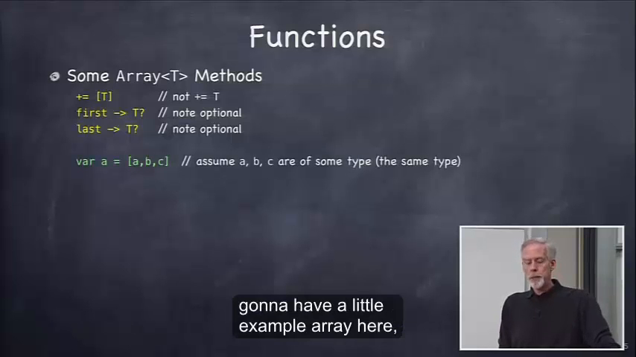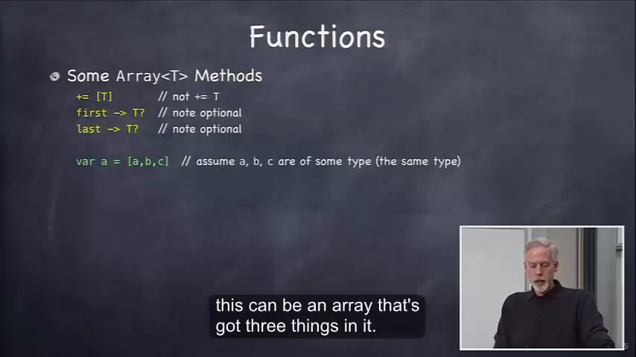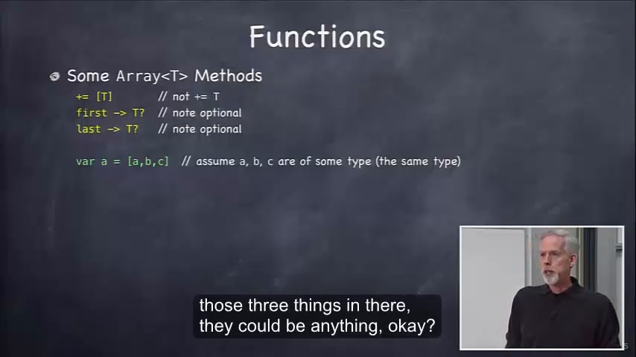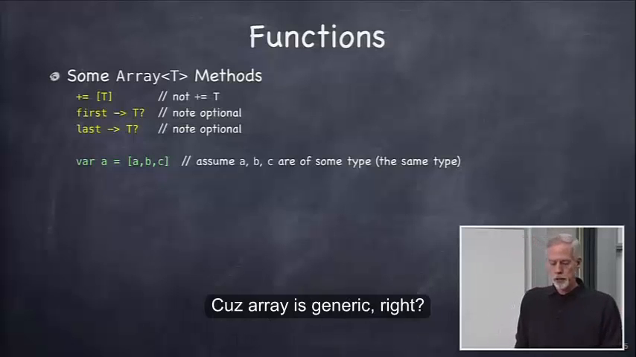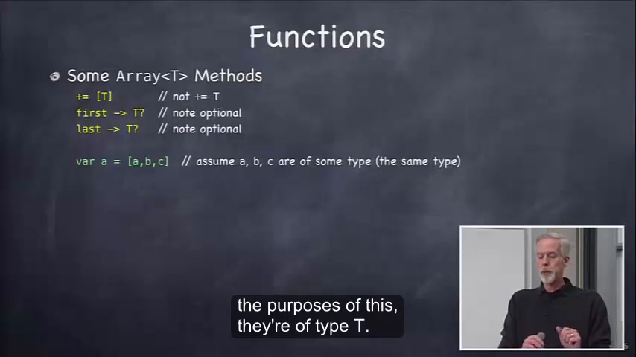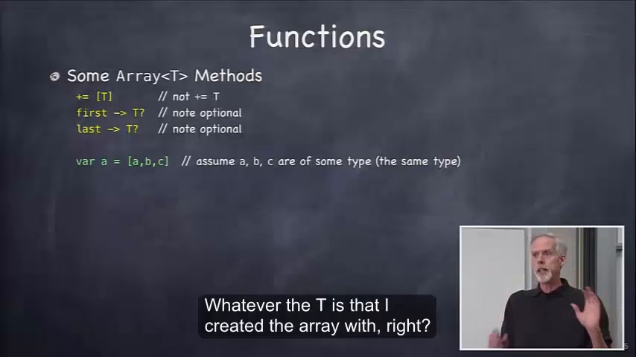So for these next ones, I'm going to have a little example array here. This is going to be an array that's got 3 things in it. I'm not even going to say what the types of those 3 things are. They could be anything, okay, because array is generic, right? Array angle bracket T. You can assume for the purposes of this, they're of type T, whatever the T is that I created the array with, right?